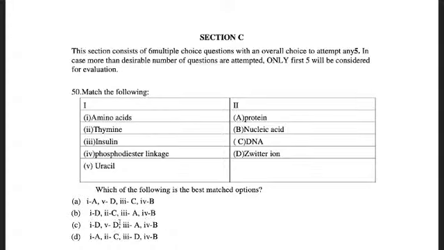Amino acids form proteins and exist as zwitterions. Thymine is a nitrogenous base in DNA. Insulin is a protein. Phosphodiester linkage is found in nucleic acids, so also in DNA, and uracil is a nitrogenous base found in RNA, which is a nucleic acid. So the answer is option B. 1D 2C 3A 4B.